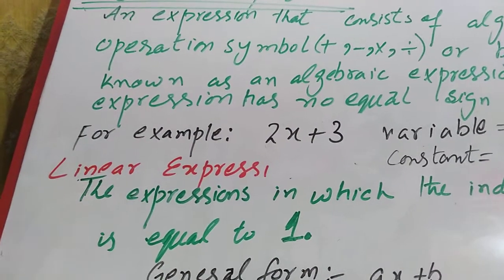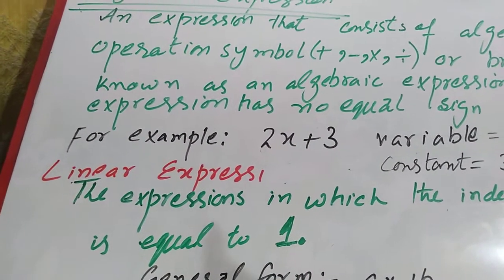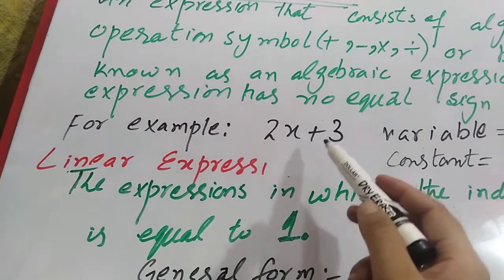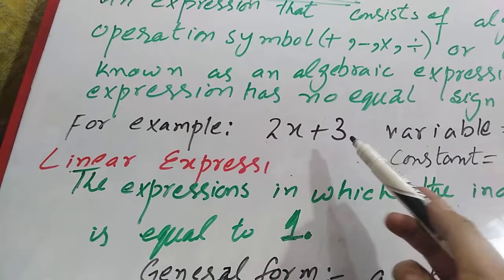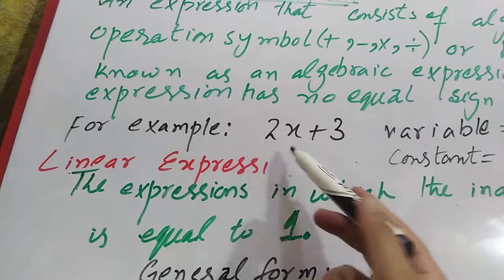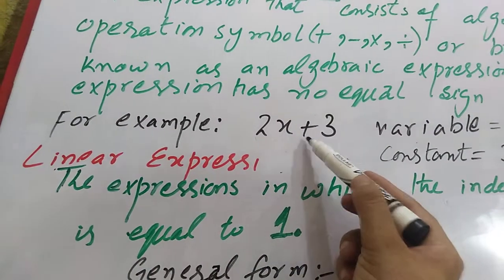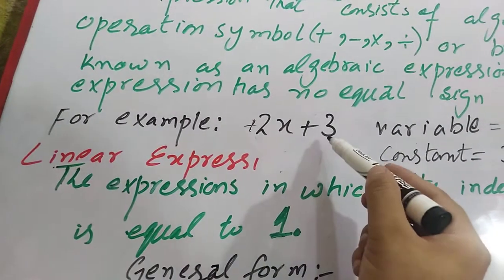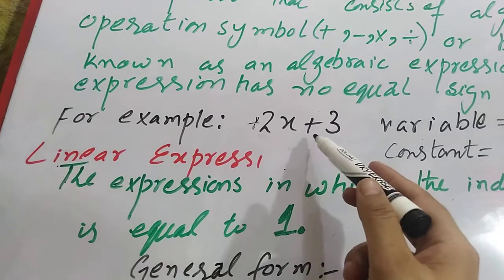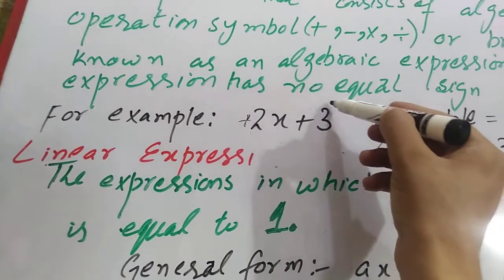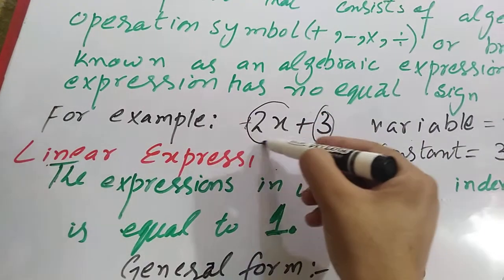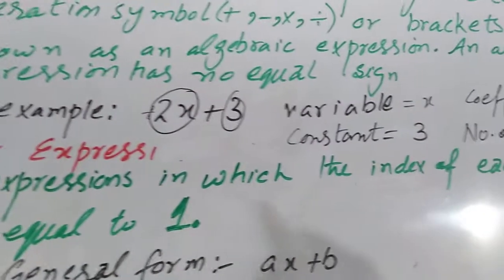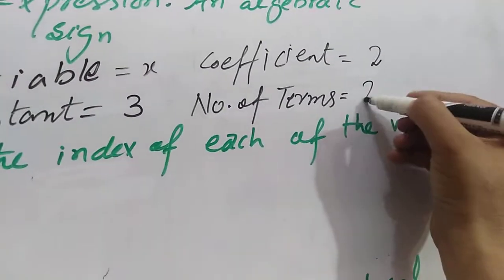In an expression the terms are separated with the help of 2 operations, plus or minus. Over here we have only one operation in this expression, positive. So these two are separated with the help of the addition operation. Now over here we have 1 and 2. These are 2 terms in this expression. So the number of terms is 2.